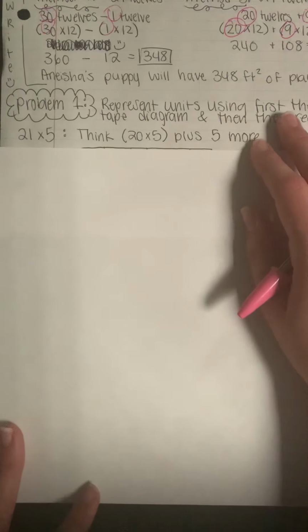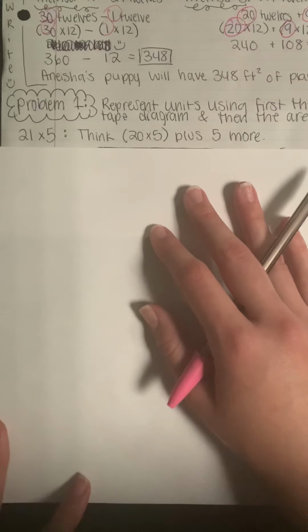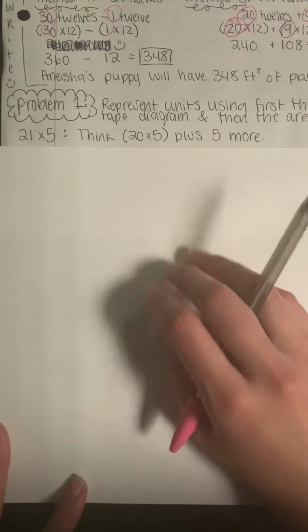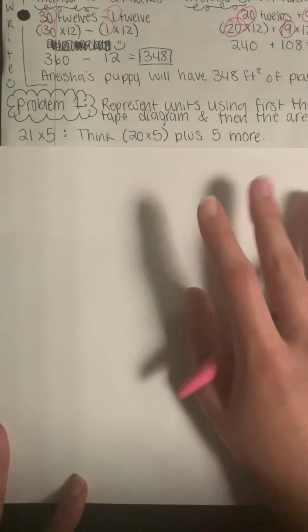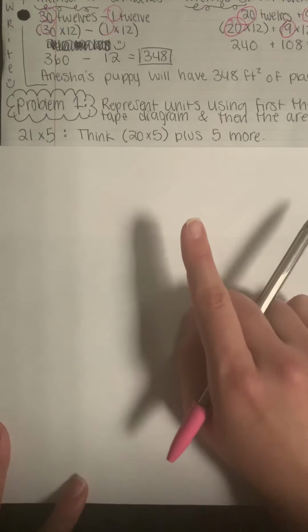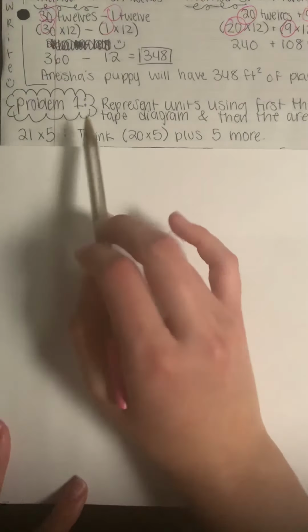So when you're trying out all of these different strategies, if you decide, you know what, I really understand and I like the tape diagram, use that one. If you really like the area model, use that one. If you prefer the standard algorithm, use that one, but only if you're getting the answers right with the standard algorithm. All right, so let's try this out.